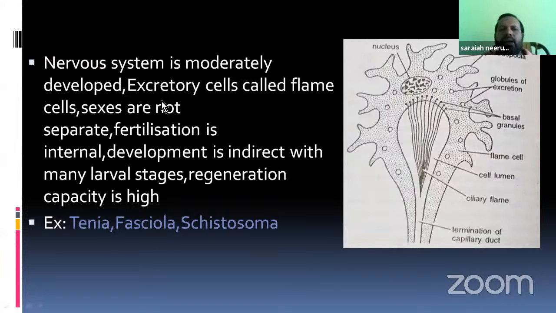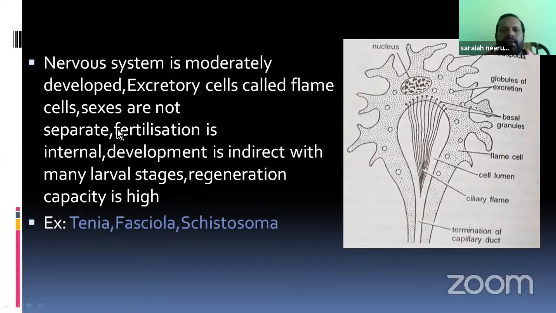So elimination of any waste material from the body, discharging it from the body, is conducted by the flame cell. So excretory cells are called flame cells. It is a main important cell present in flatworms. So it is the flame cell.